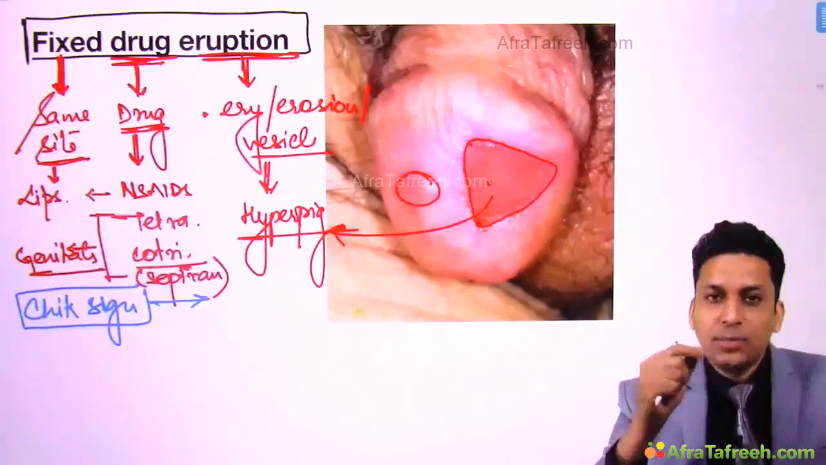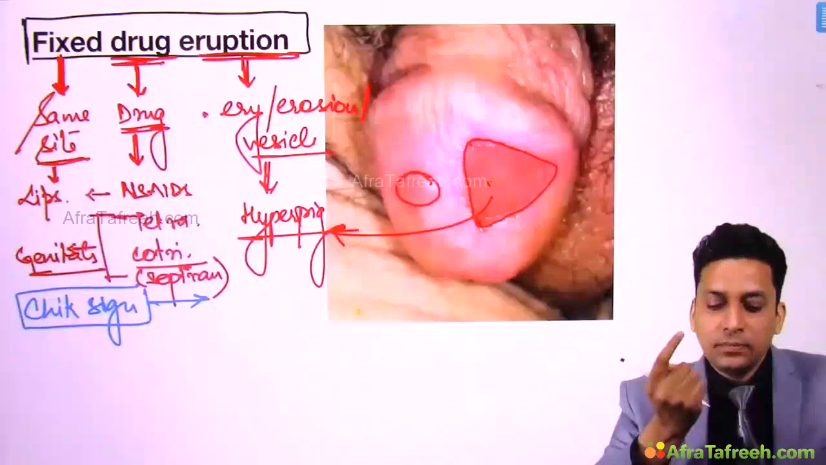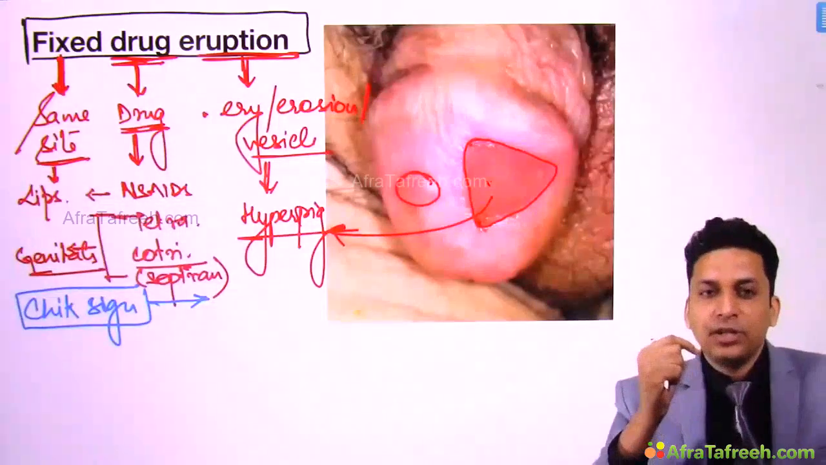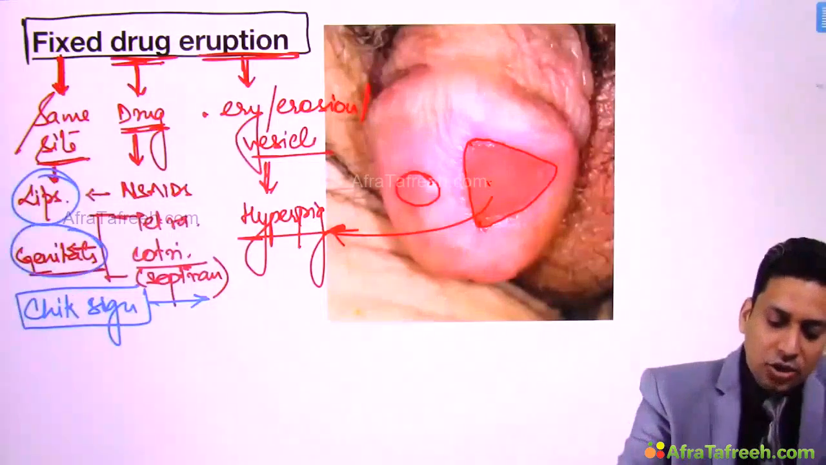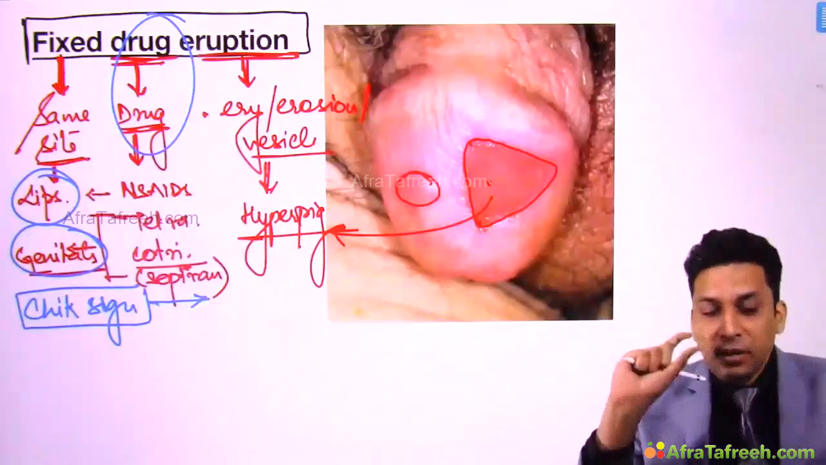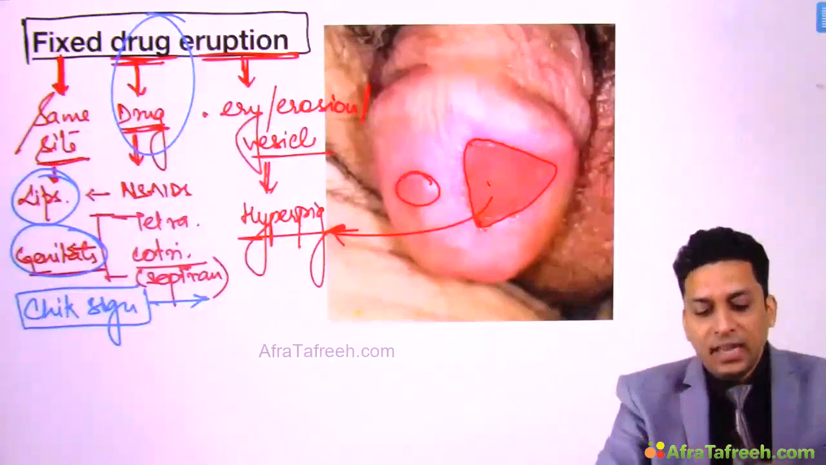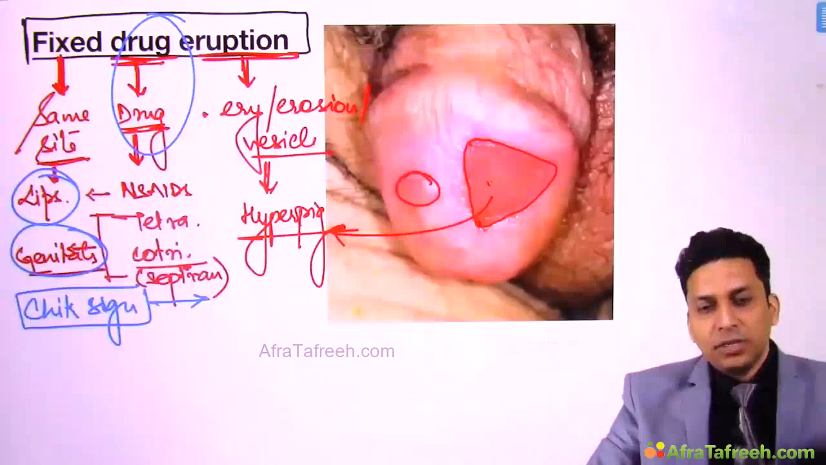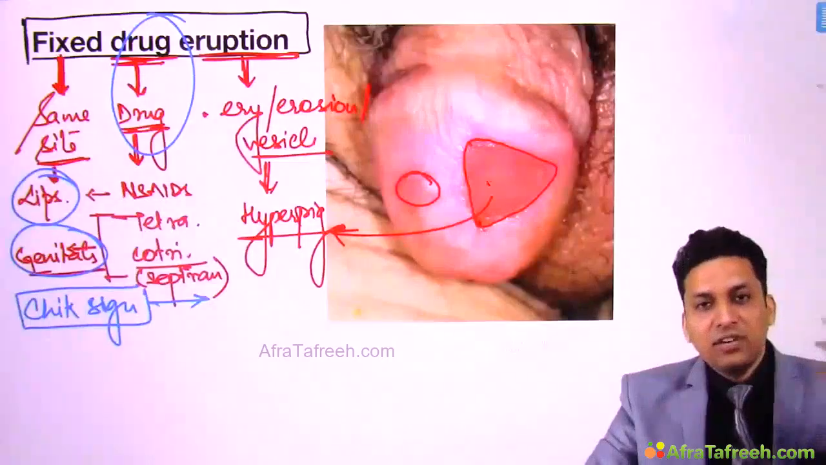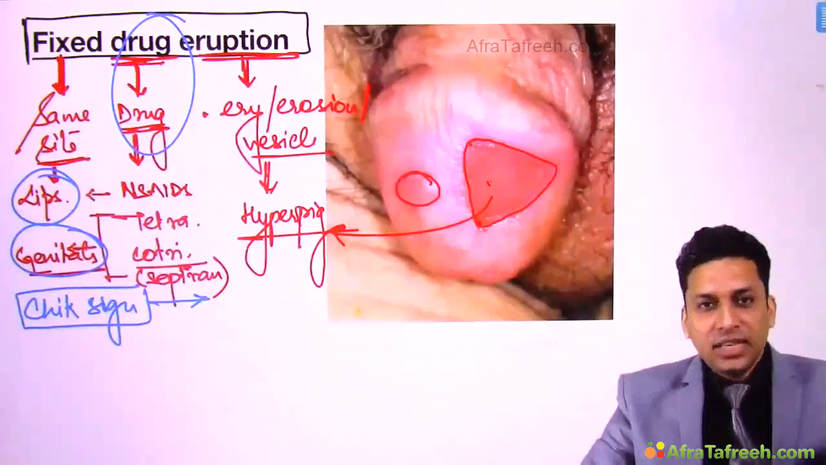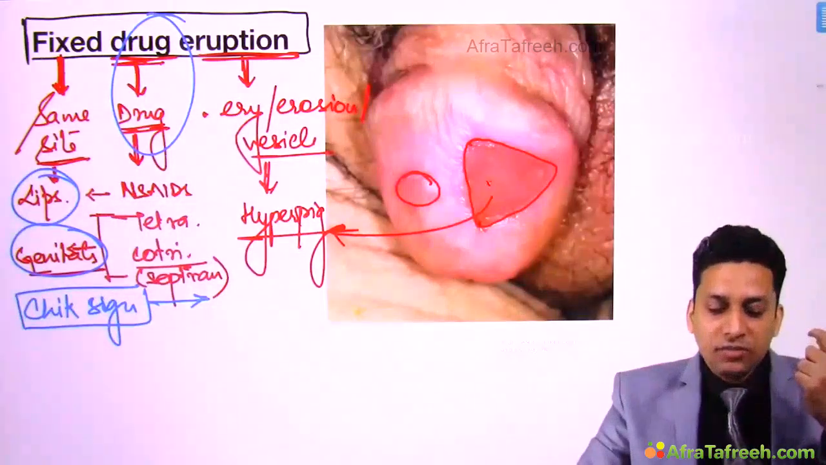So what is chick sign? It is a peculiar hyperpigmentation over the tip of the nose seen in patients suffering from chikungunya fever. So remember, if the sites are lips and genitals and there is a history of drugs, and there will always be one history that every time the patient takes the drug, similar lesions develop over the same site, that is fixed, then you should mark fixed drug eruption. But if the tip of the nose is mentioned and the features of chikungunya fever are mentioned like fever and arthralgia, then you should suspect chick sign, a peculiar hyperpigmentation over the tip of the nose seen in chikungunya fever.